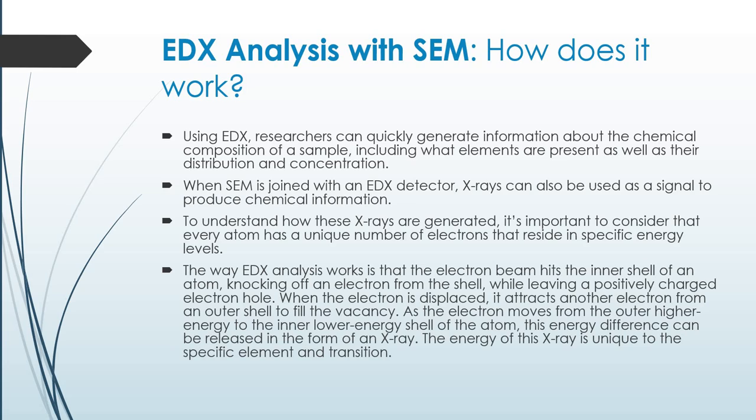The way EDX analysis works is that the electron beam hits the inner shell of an atom, knocking an electron off the shell while leaving a positively charged electron hole. When the electron is displaced, it attracts another electron from an outer shell to fill the vacancy. As the electron moves from the outer, higher energy shell to the inner, lower energy shell, this energy difference can be released in the form of an X-ray. The energy of this X-ray is unique to the specific element and transition.